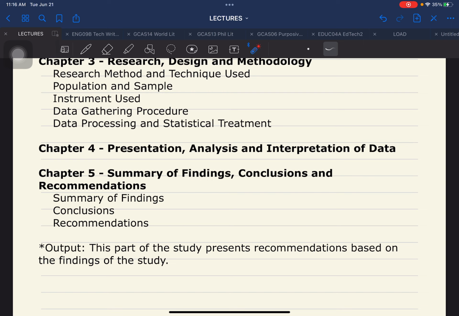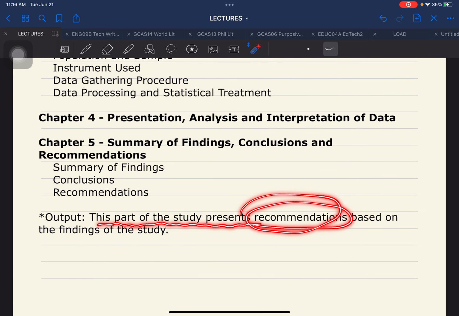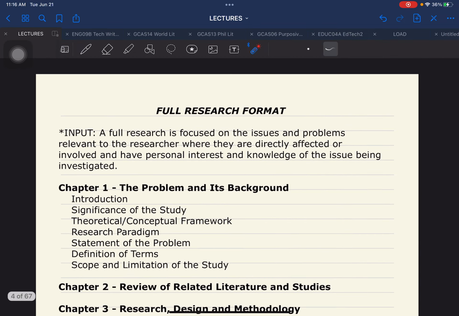Now, for this particular research format, which is the full research format, the output of this part of the study presents recommendations. So, a full research format usually is recommendatory. So, this presents recommendations based on the findings of the study, which is the last part of your research paper. So, this is what we call the full research format.